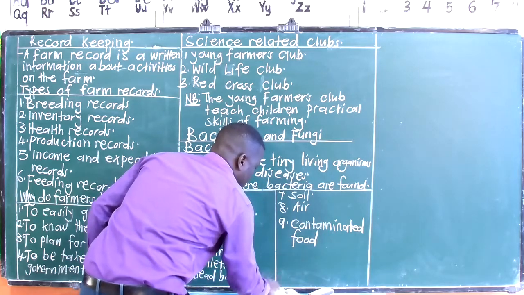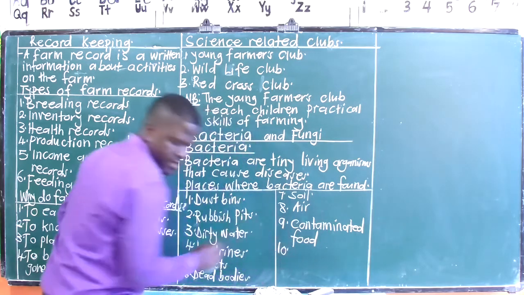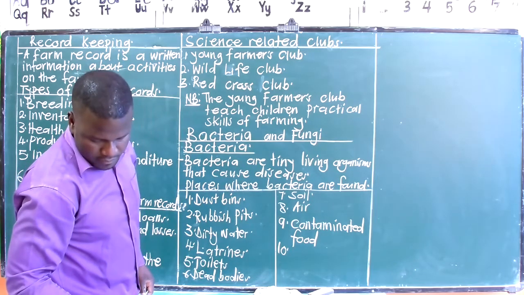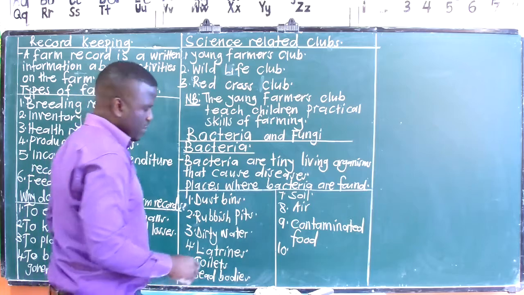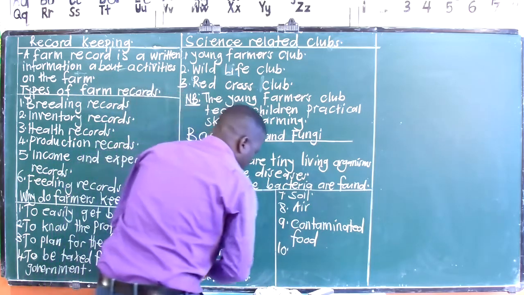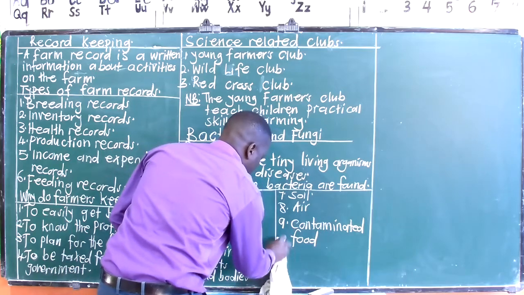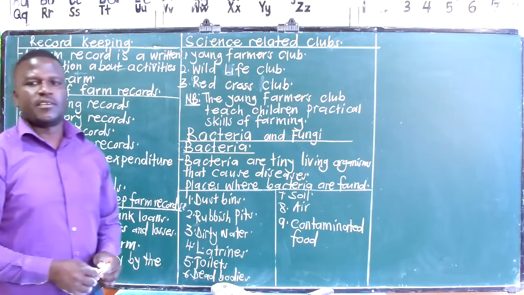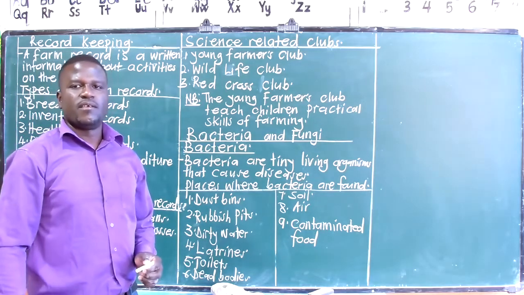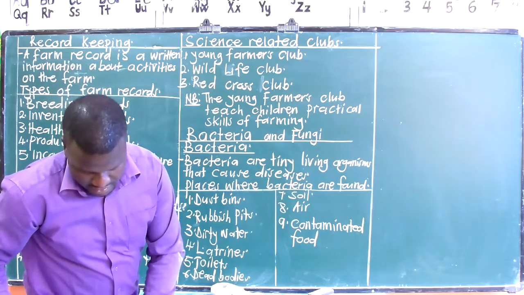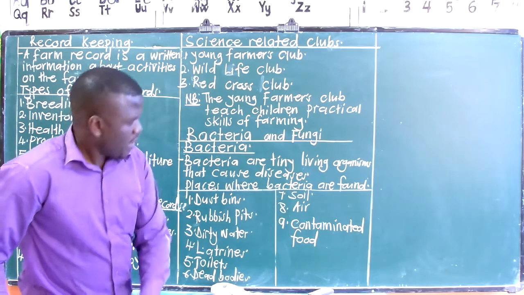So these are different areas where we can find bacteria. Contaminated water or dirty water, and so on. These are some of the areas where bacteria can be found.